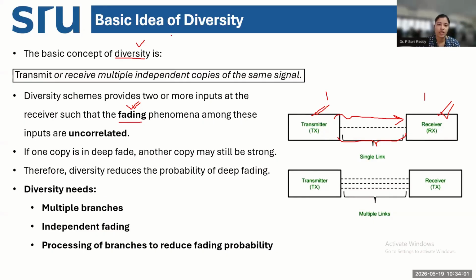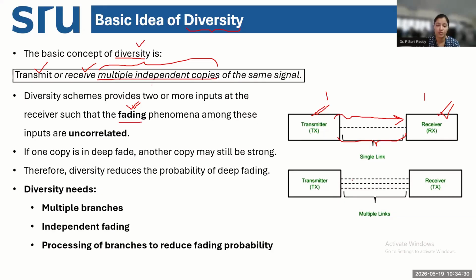But in case of diversity, what is the need? The need is to transmit or receive multiple independent copies of the same signal. So this is a very, very important concept here, that we want to design a system where the transmitter and the receiver will be exchanging multiple independent copies, which means there would be no relation between one signal and the other signal.